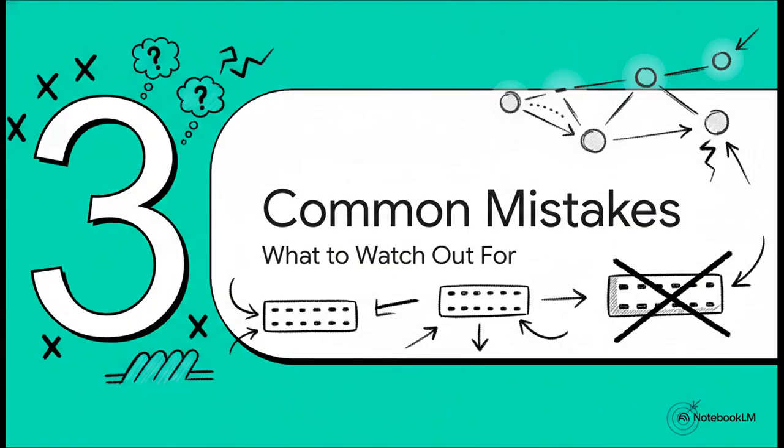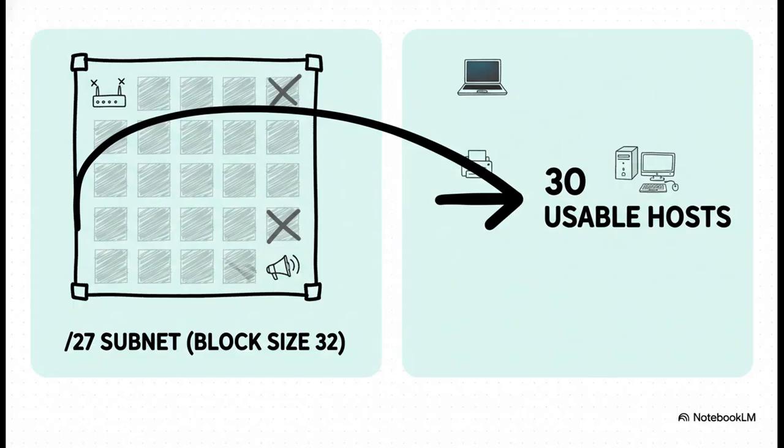Now that you see how this method works, let's quickly talk about a couple of common things that can trip people up. If you know what to watch out for, you'll get the right answer every single time. This is absolutely crucial. You have to understand the difference between total addresses and usable hosts. A block size of 32 gives you 32 total addresses, that's true. But you can only actually assign 30 of them to your devices, like PCs or phones. Why? Because the very first address is always reserved as the network ID, and the very last one is reserved for the broadcast. So you always subtract 2 to find out how many devices you can actually use.